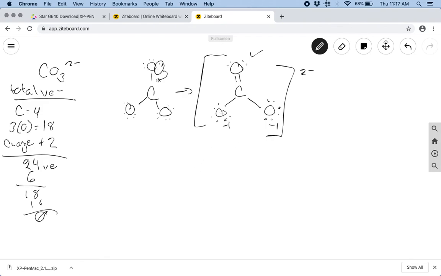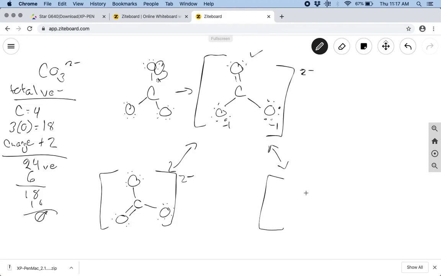Now, you may have drawn it where a lone pair or a double bond was here or here, and all of these would be correct. In fact, we call these resonance structures. So I'm going to draw both of those resonance structures real quick so that you can see that if you drew it slightly differently, you are still correct, because we can have our electrons float around within our covalent molecule. So we got a 2- here, and then we'll draw our last one.